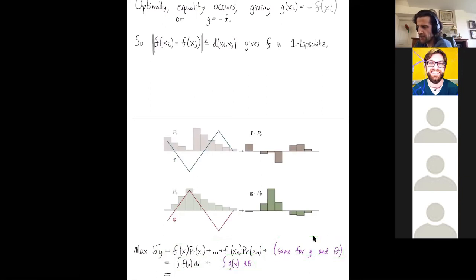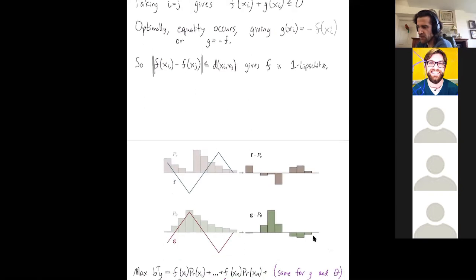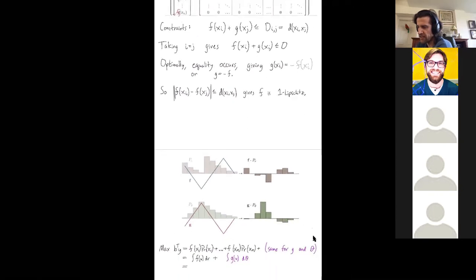But I sort of told you up above that we can take g to be negative f. So when I plug in negative f for g, I get the integral of f with respect to measure r minus the integral of f with respect to measure theta. Okay.